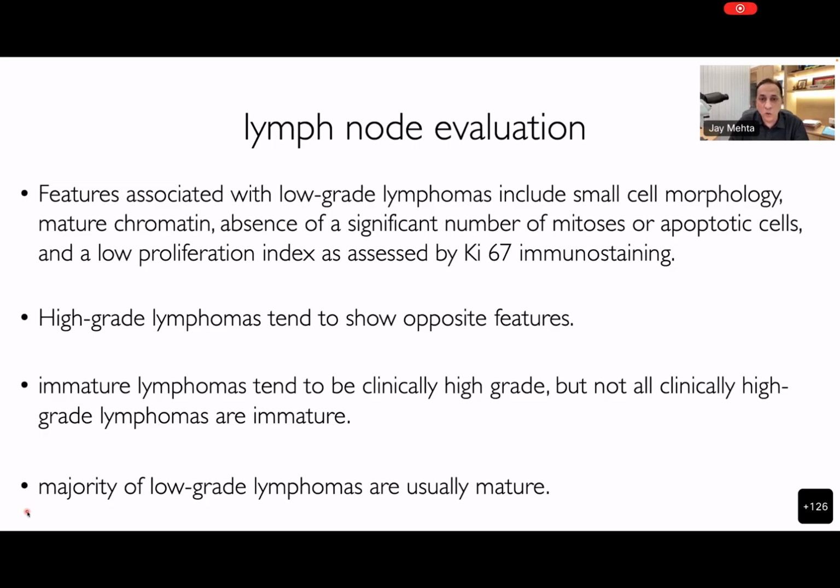Now, features associated with low-grade lymphomas include small cell morphology, mature chromatin, absence of a significant number of mitoses or apoptotic cells, and a low proliferation index assessed by Ki67 or BIP1 immunostaining. High-grade lymphomas tend to show you opposite features. Immature lymphomas tend to be clinically high-grade, but remember that not all clinically high-grade lymphomas are immature or blastoid in nature. The majority of low-grade lymphomas are usually mature in nature.